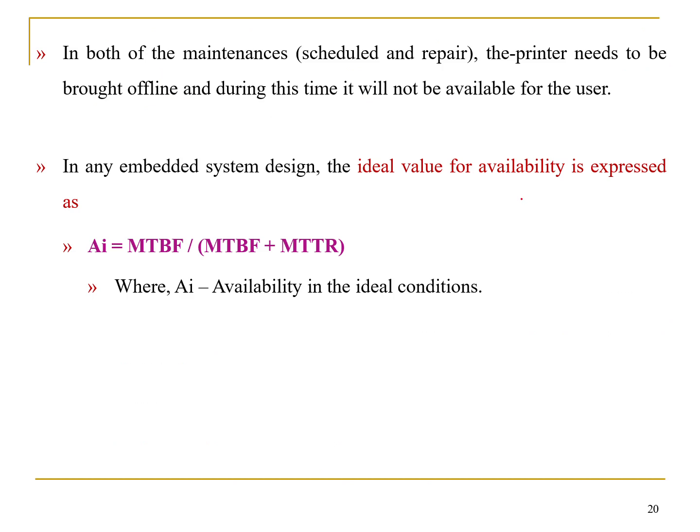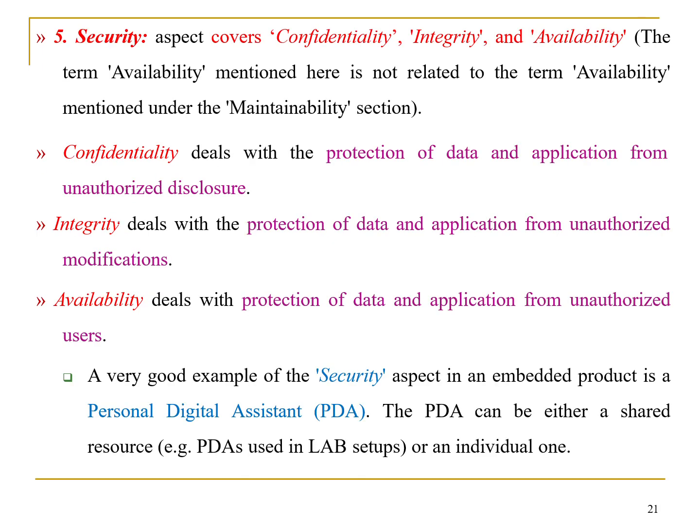Availability of the system is nothing but how much of the time your system is available, and that is measured by this parameter: mean time between failures divided by the sum of mean time between failures and mean time to repair. I want the availability to be as high as possible. Once I buy the embedded system, I want it to be operational whenever I want it. I don't want it to be undergoing repair, or undergoing any failure.